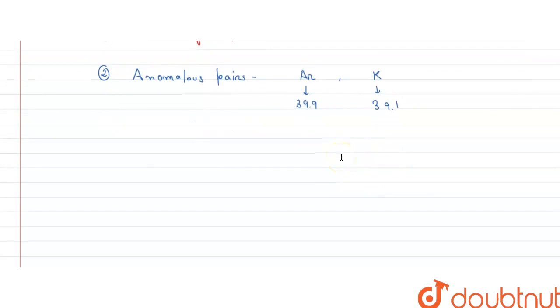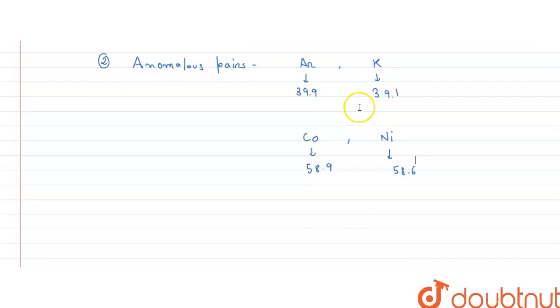For example, cobalt was placed before nickel. So let me write cobalt was before nickel, because cobalt has the atomic mass of 58.9 and nickel has 58.6. Still cobalt was placed before nickel. So these were the anomalous pairs in the Mendeleev's periodic table.